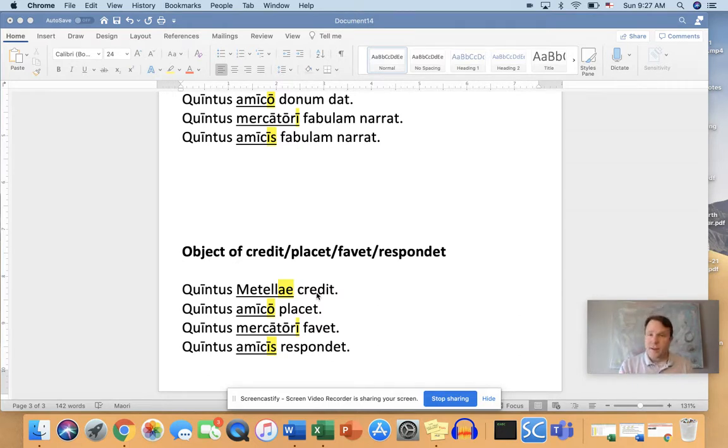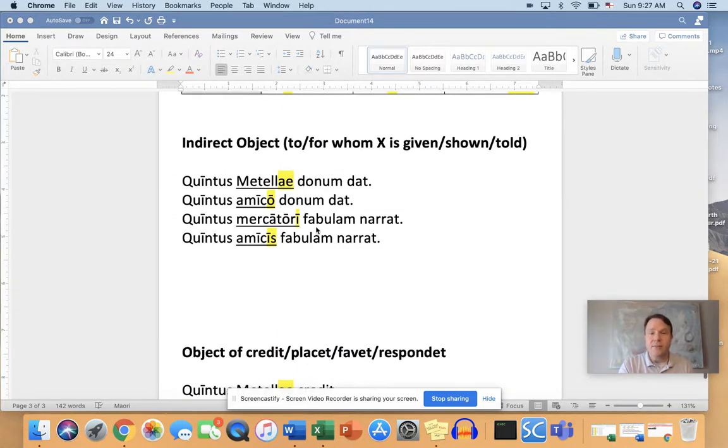But credit, placet, favet, respondet, those 4 verbs, that's it. The biggest deal is that they are the indirect object.